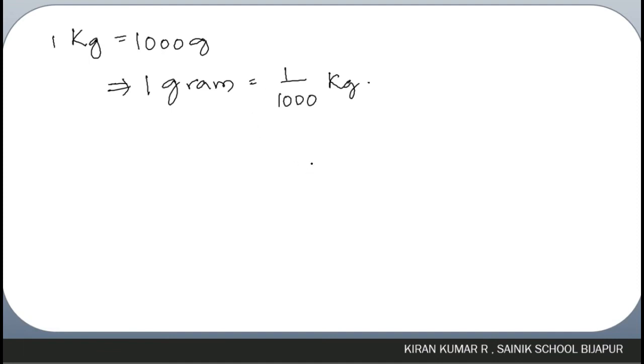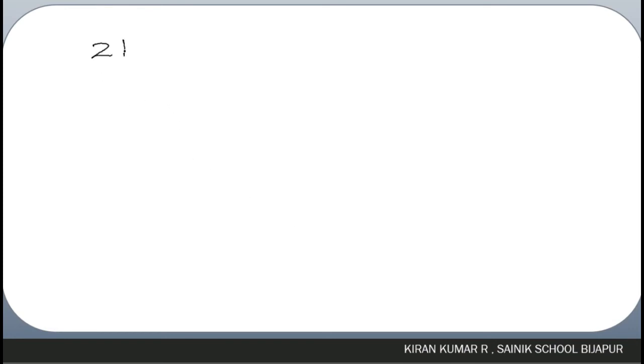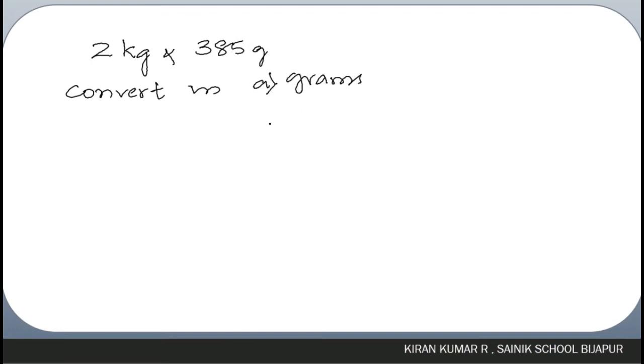Suppose there is a question to convert the given quantity in terms of gram and in terms of kilogram. For example, they give something like 2 kg and 385 grams. Convert, in the first one, to grams, and the second one to kilograms.